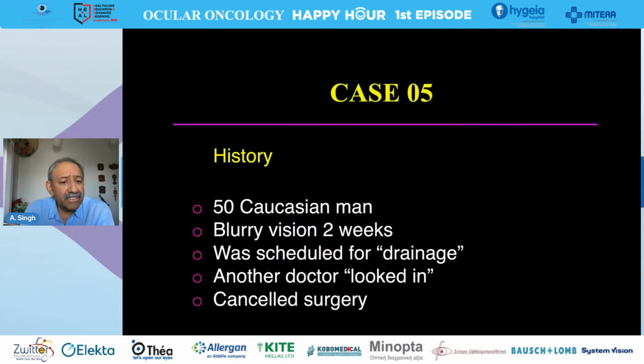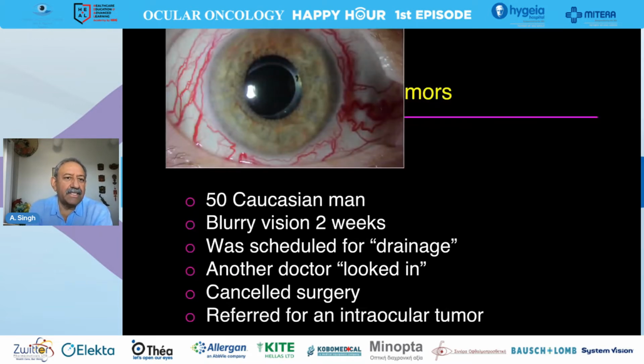So the next one is an interesting case. This is a 50-year-old Caucasian man who had some blurred vision over 2 weeks, and some retina doctors were going to do a drainage according to the patient's history. Then before surgery, they called another doctor to look in, and he said, no, cancel the surgery, and go to the oncology clinic. So this is the appearance. You can see blood vessels all around in the anterior segment. I think that's what probably alarmed them a bit.